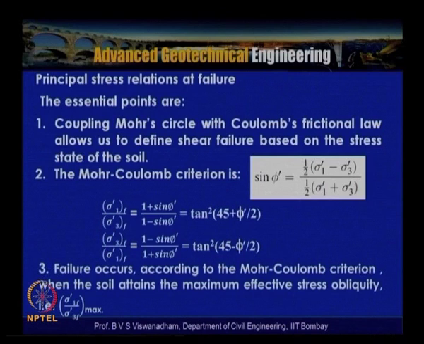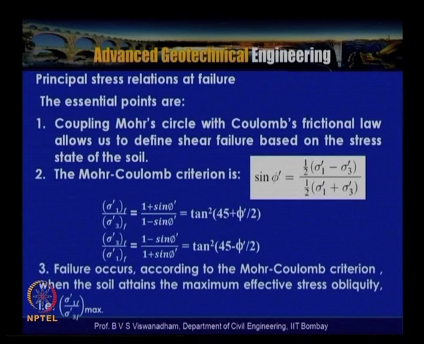out, is sin phi dash equal to (sigma 1 dash minus sigma 3 dash) by 2 divided by (sigma 1 dash plus sigma 3 dash) by 2. So this, when we simplify, we get the relationships, that is oblique relationships, which are sigma 1 dash suffix f divided by sigma 3 dash suffix f is equal to (1 plus sin phi) by (1 minus sin phi).